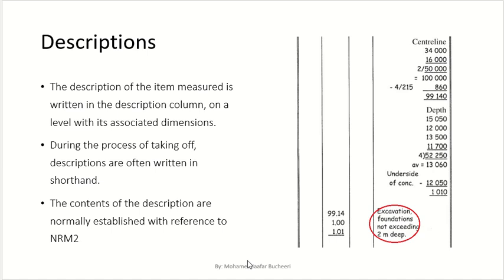The description of the item is written in the last column, as we know. During the taking off process, the description is written shorthand, like in short form. Later on, you can expand on it and write more. We already saw this in the last lecture, where we were writing the description using the standards.